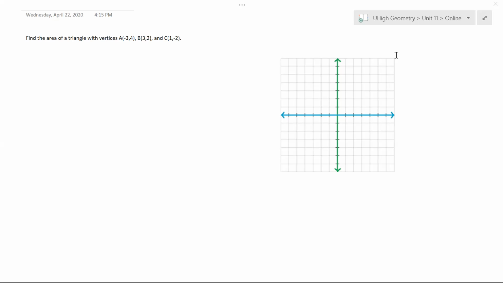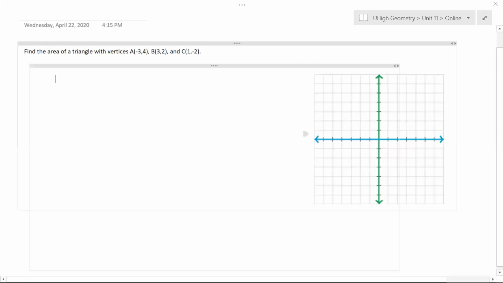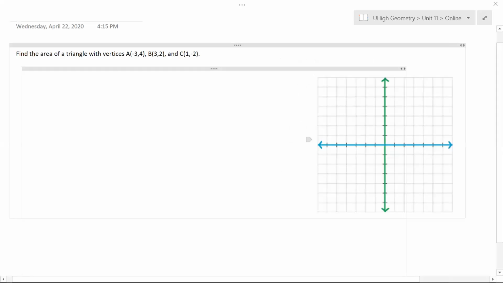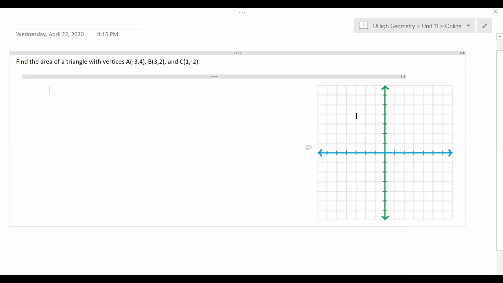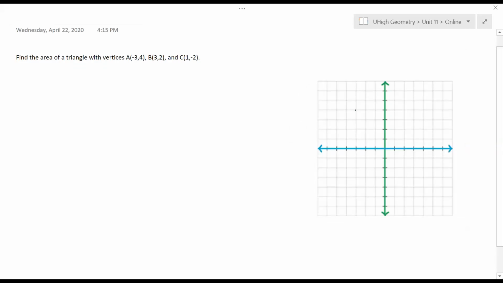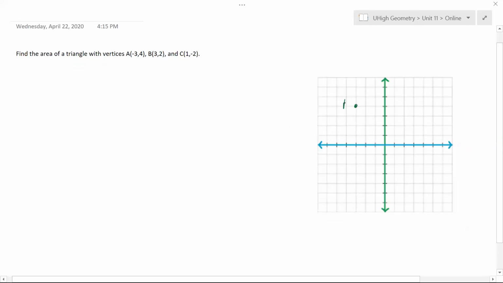So to find the area of this, the first thing I'm going to want to do is plot my points. A is at -3, 4. B is at 3, 2. And C is at 1, -2.